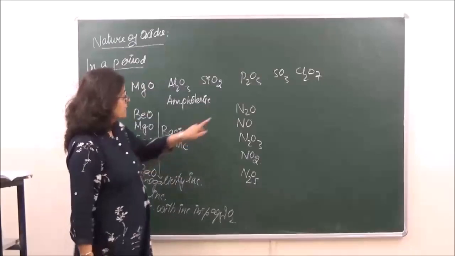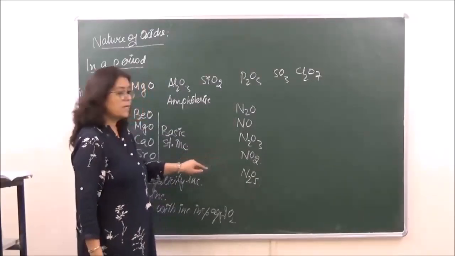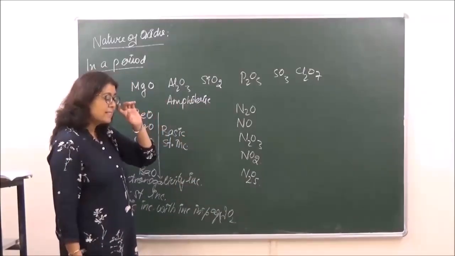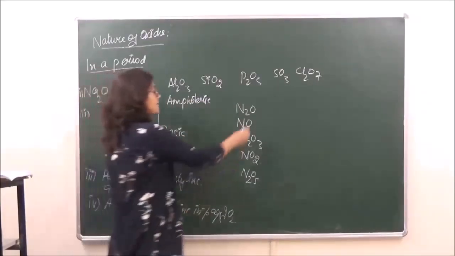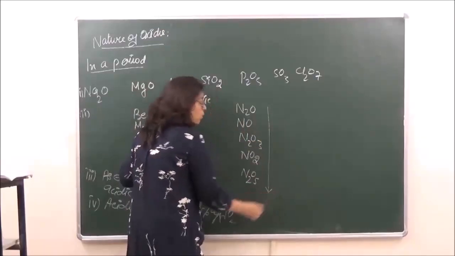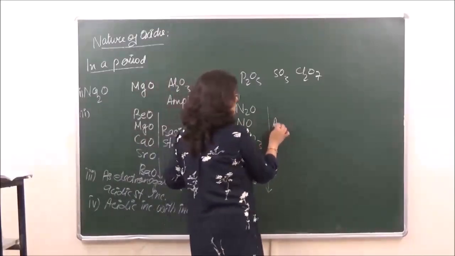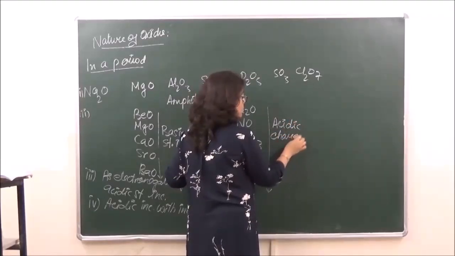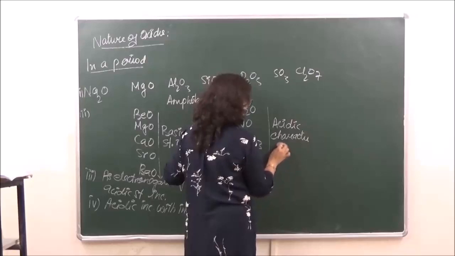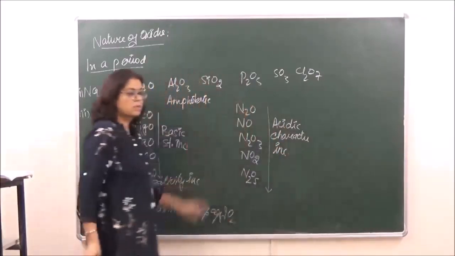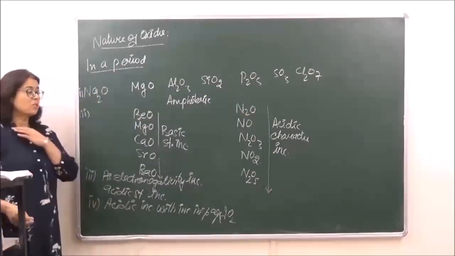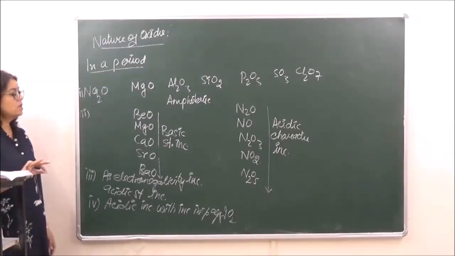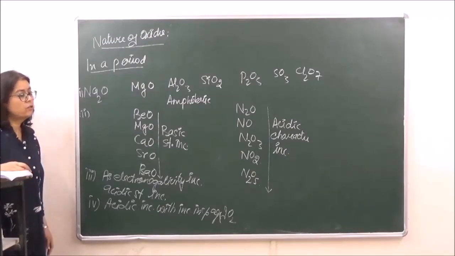Now, as the percentage is increasing, we are talking over here, nitrogen forms 5 oxides in 5 oxidation states. The acidic character will also keep on increasing, right? So, acidic character increases. Have you understood? So, as the oxidation state is increasing or percentage of oxygen is increasing, the acidic character is also going to increase.